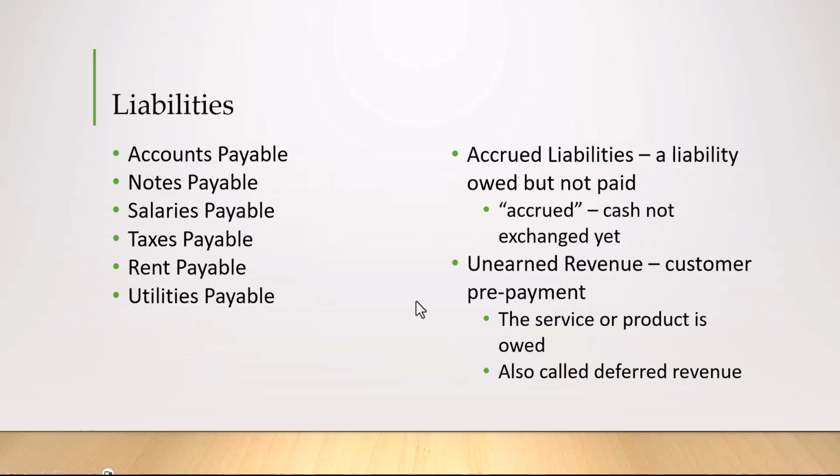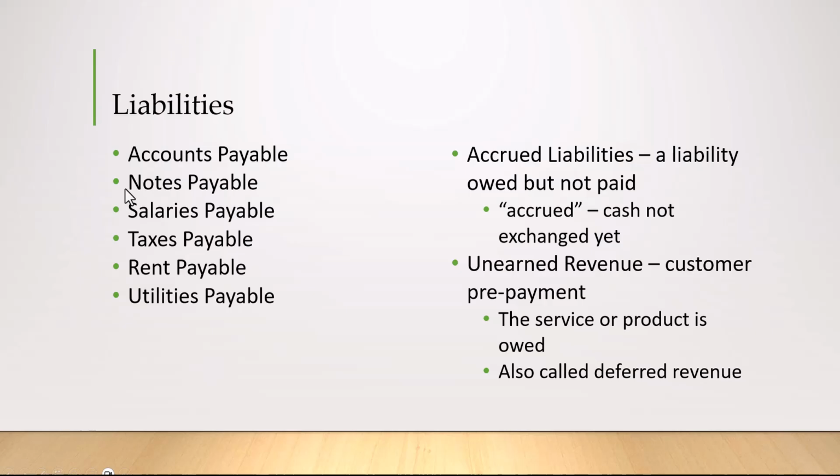Okay, and then we have liabilities. All of these are examples over here on the left, and these are just items that have the word payable. It's really just any debt that is owed to somebody. It can be taxes, it can be rent, it can be utilities. Accounts payable is just a general liability, but you can get more specific in the type of liability it is.